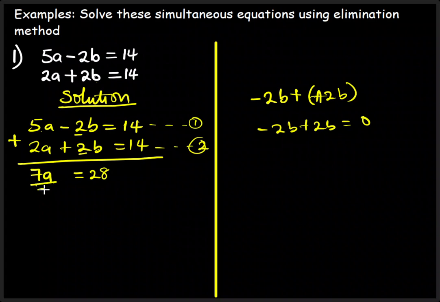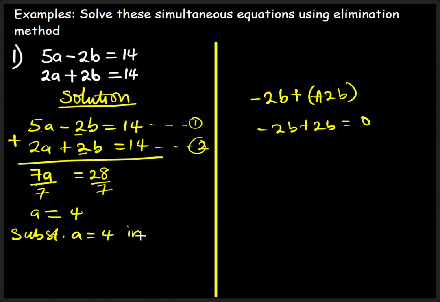Alright, so we divide both sides by 7, then our a will be equal to 4. So we'll substitute the value of a, a equal to 4, into any of the equations.